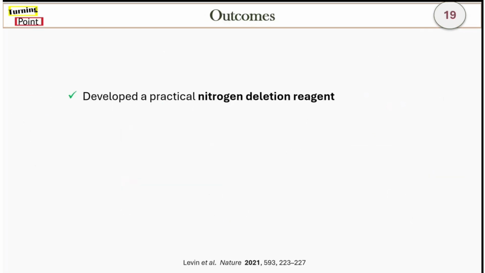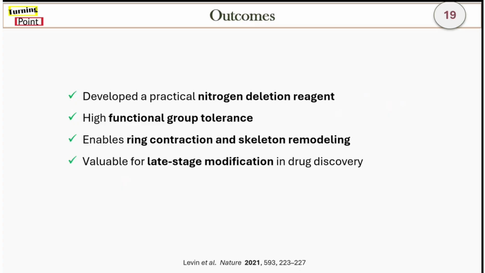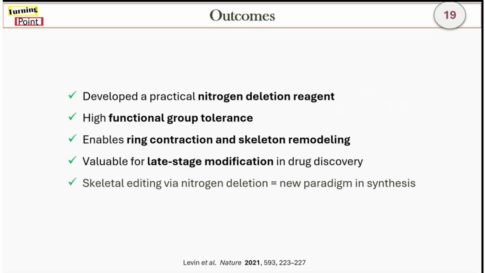So in this paper we have seen they developed a practical nitrogen deletion reagent. They have shown high functional group tolerance. It enables ring contraction and skeletal remodeling. It is valuable for late stage modification, and also their method develops a new paradigm in synthesis.